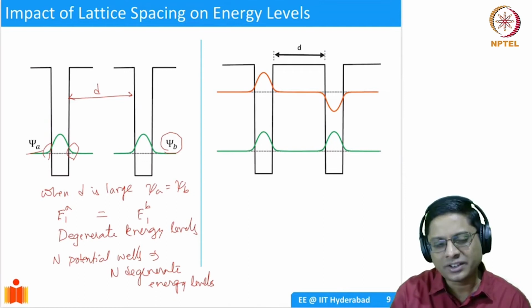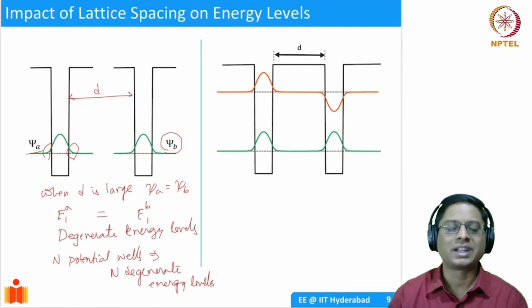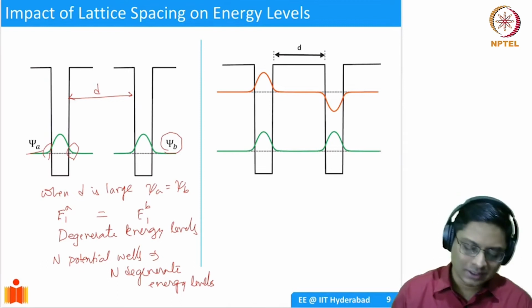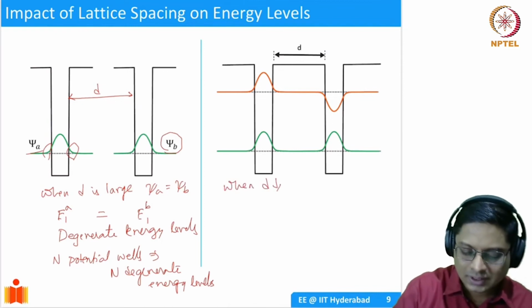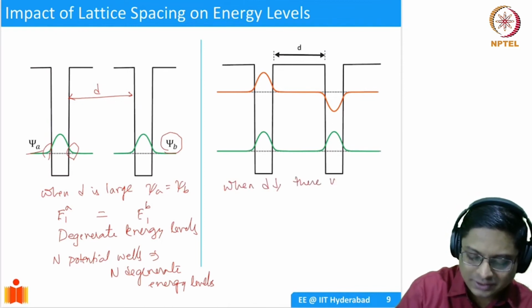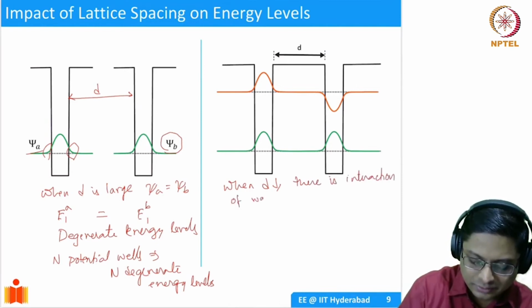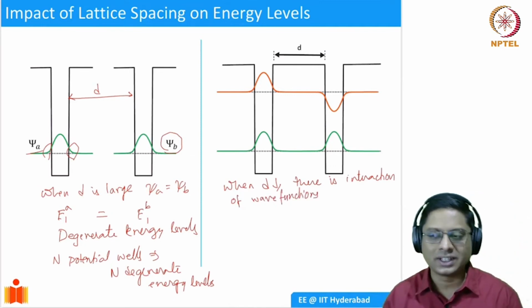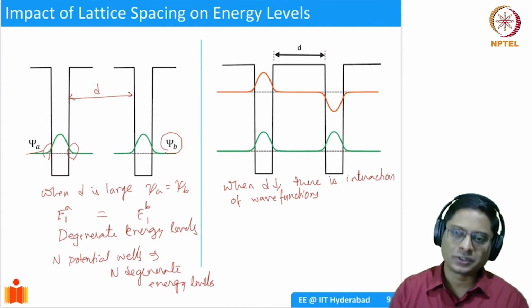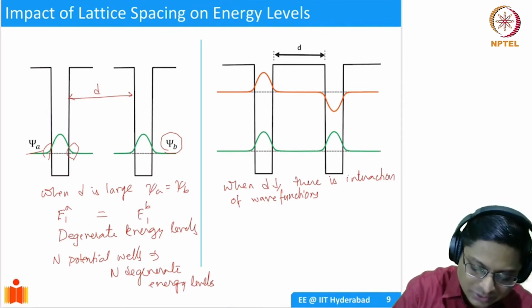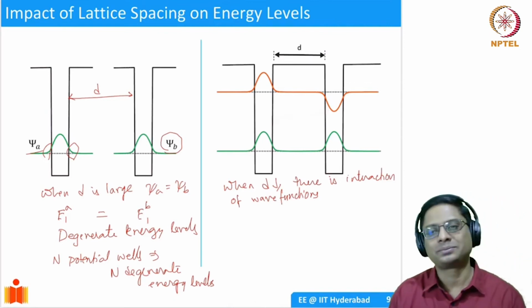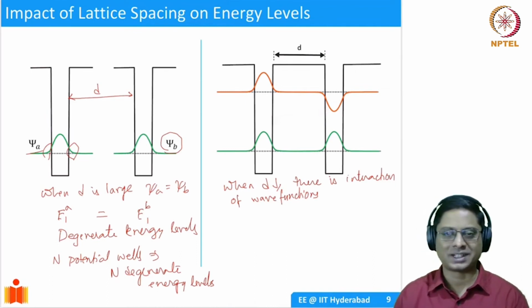All right, so far so good. But what happens if I start reducing the distance d? When d reduces, there is interaction of wave functions, isn't it? Because these are finite potential wells, there is some penetration of the wave function into the barrier region, and as you bring these two closer, there'll be more and more interaction, right?